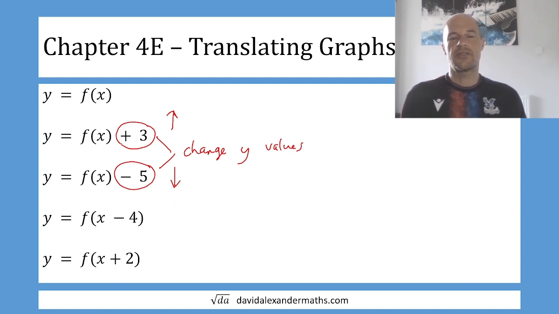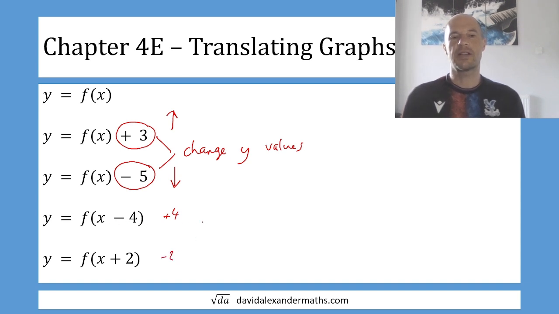So when the transformation is outside the brackets, as I say, it affects the y value, so that just means it's a vertical translation. When it's inside the brackets, it's a horizontal translation. When it's inside the brackets, it affects the x, but you do the opposite of what it says. So if it's the f of x minus 4, we need to add 4 to all the x values. If it's the f of x plus 2, we need to subtract 2 from all the x values.